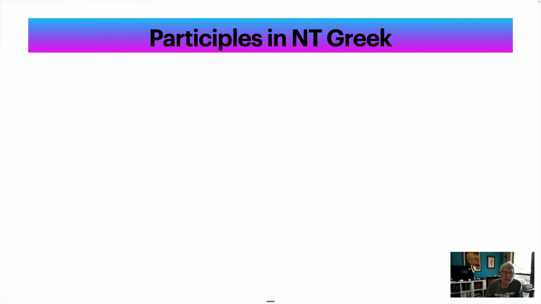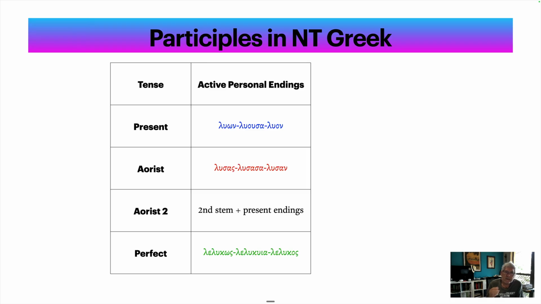So let's think about how this is going to look. Remember, one of the things about the participle, as we saw in Hebrew as well, is that it's inflected like a noun or an adjective. So it's inflected for gender. So we have luon in the present active form. We have luon, luusa, and luon, and then they're the nominative singular forms, and then we have accusative, genitive, dative, singular, and plural, of course.